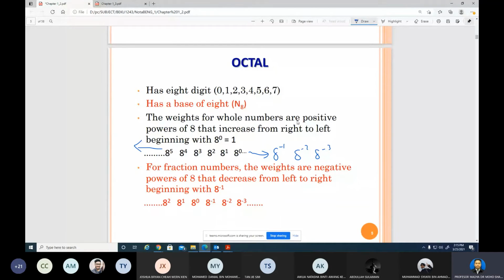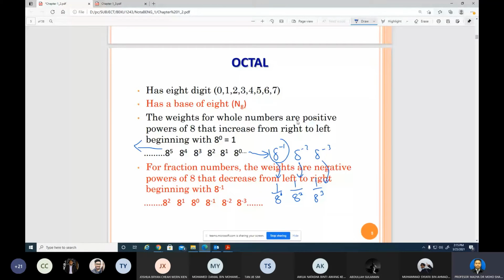So this one will be similar to before. I mean 1 over 8 is 8 power of -1, then 1 over 8 power of 2, 1 over 8 power of 3. You can write it like this or you can maintain it like this, but it will be similar. So this one is octal. We call it octal, based on base 8.